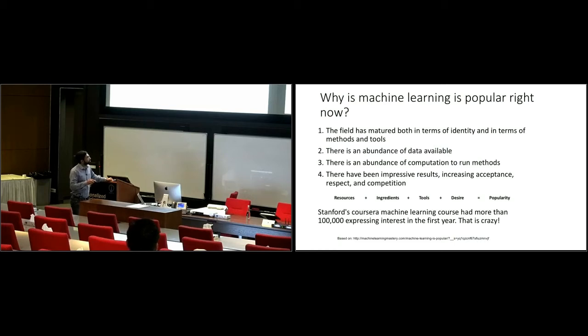So we have resources, we have ingredients, we have tools, and we have desires. By the way, one thing that I usually add in the desire bit is that a lot of research and focus and money in machine learning comes from the big companies like Google, Microsoft, Facebook, and most of the tools that we use actually come from them as well. For example, PyTorch comes from Facebook, TensorFlow comes from Google. Any guesses as to why these big companies would be really interested in driving machine learning?